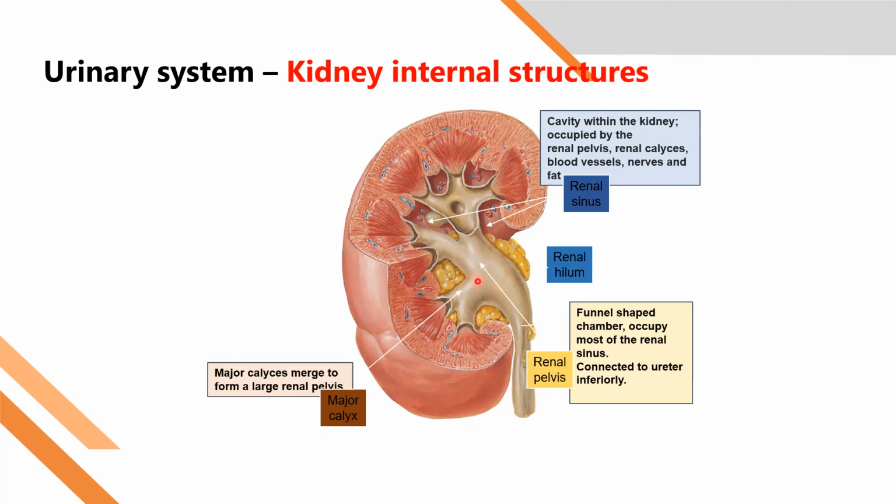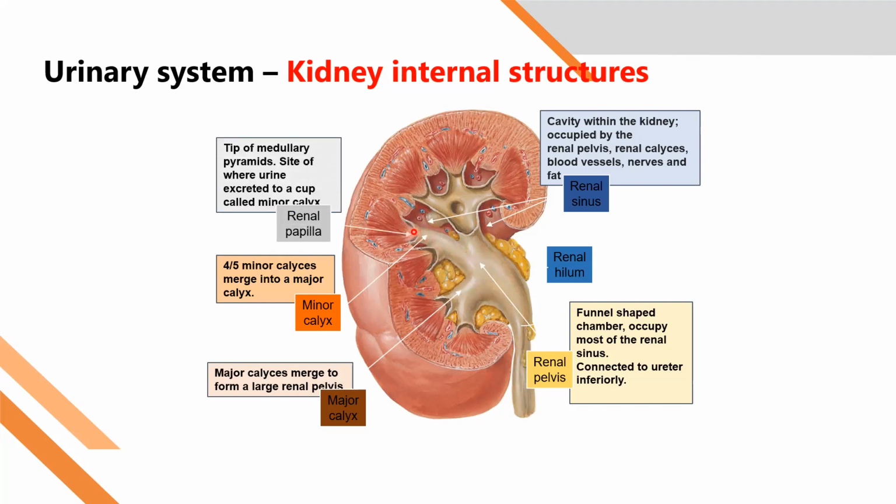These major calyces merge into a large renal pelvis. And then each major calyx has many minor calyces, 4 or 5 minor calyces that merge into the major calyx. And the renal papilla. So this is the renal papilla. It is the tip of the medullary pyramid, the site where urine is excreted to a cup called the minor calyx.